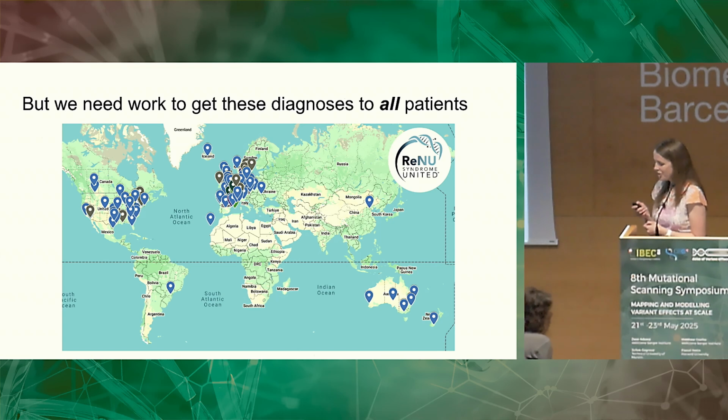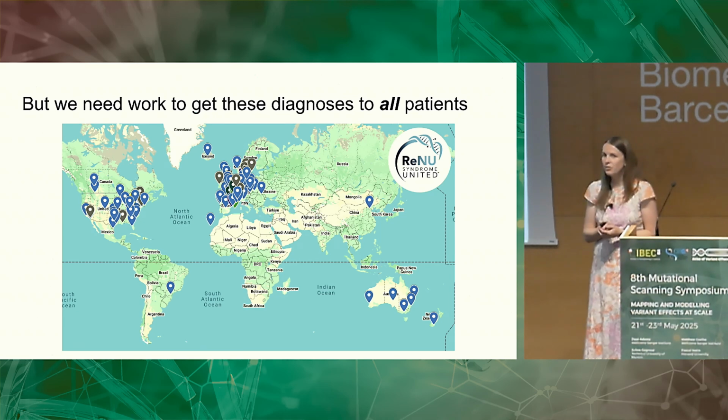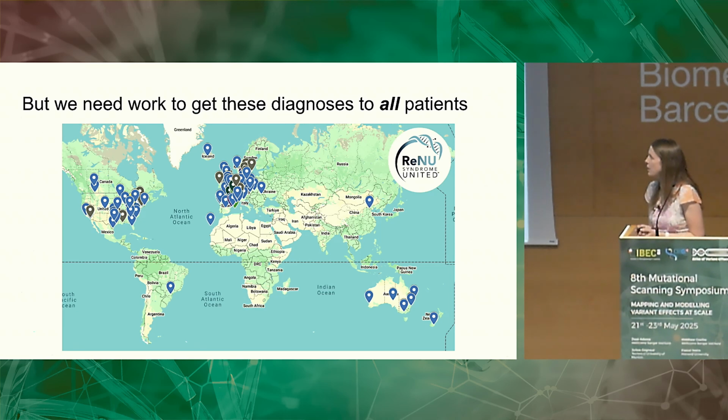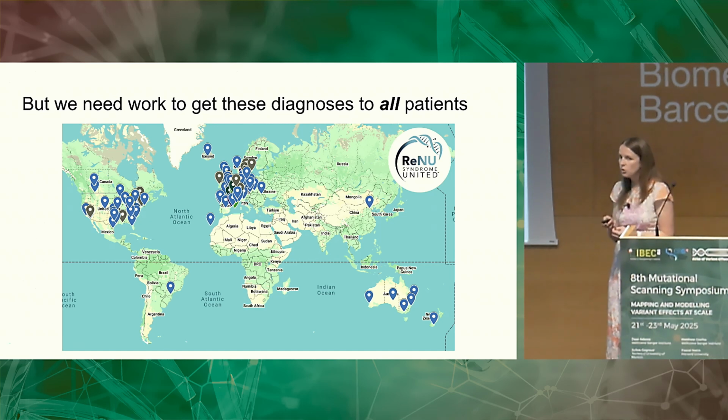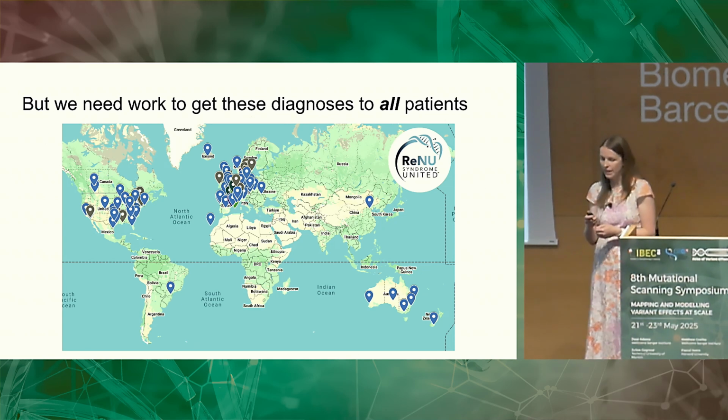Just finally to flash up the caveat here, this is a map made by the families. They've already created a non-profit organization called Renew Syndrome United. On this map, each dot is a family that has a Renew syndrome diagnosis. This is both amazing because there are so many dots on this map and utterly depressing because it shows you where in the Western world we have access to genome sequencing. So we need to do much better to try and get these diagnoses to all patients. Hopefully things like that distinctive MRI phenotype might help us to achieve that.